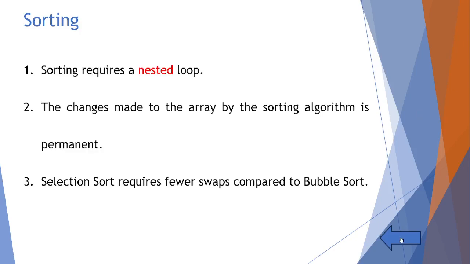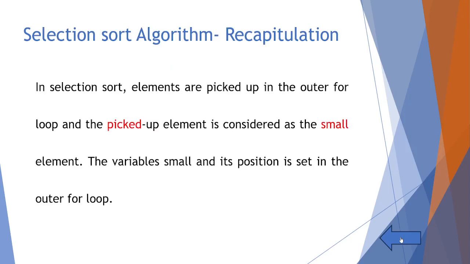We know three things so far. Sorting requires a nested loop. The changes made to the array by the sorting algorithm are permanent. Selection sort requires fewer swaps compared to bubble sort.